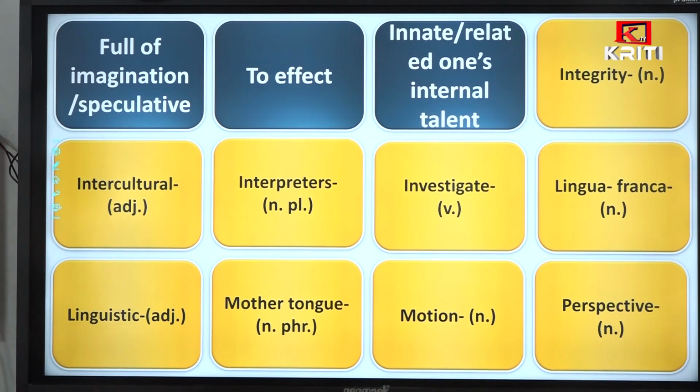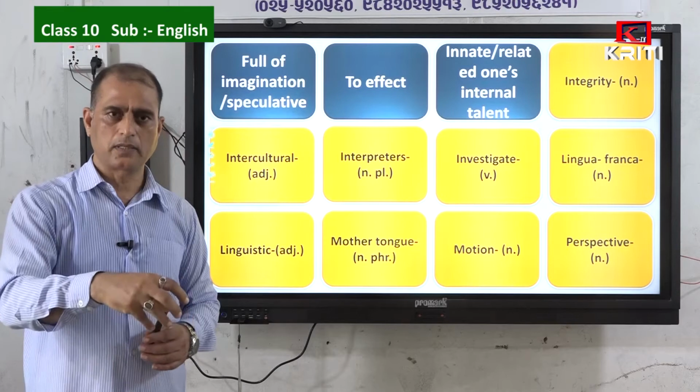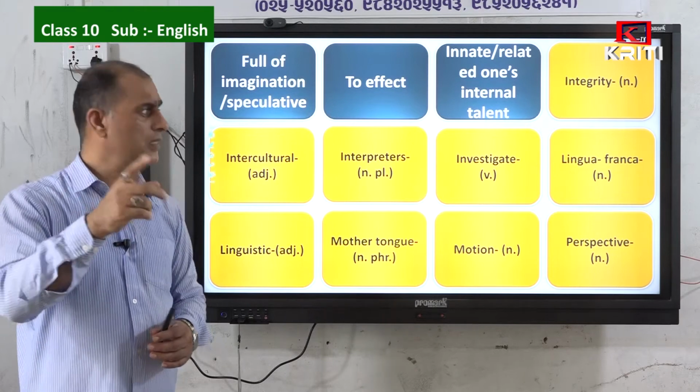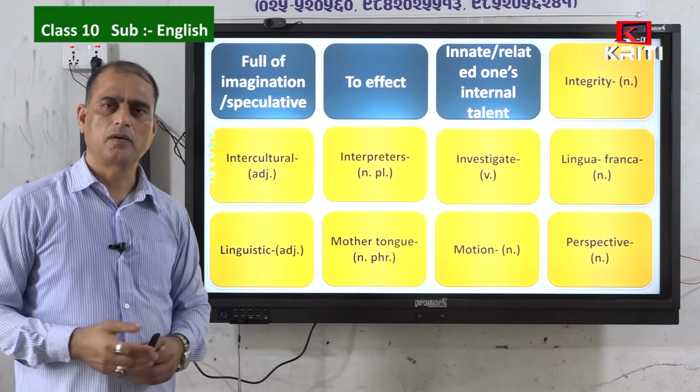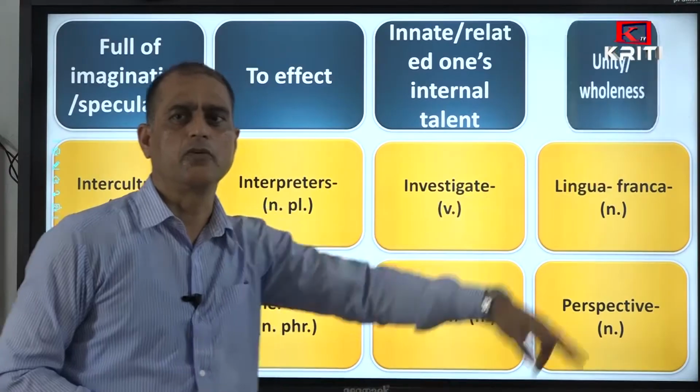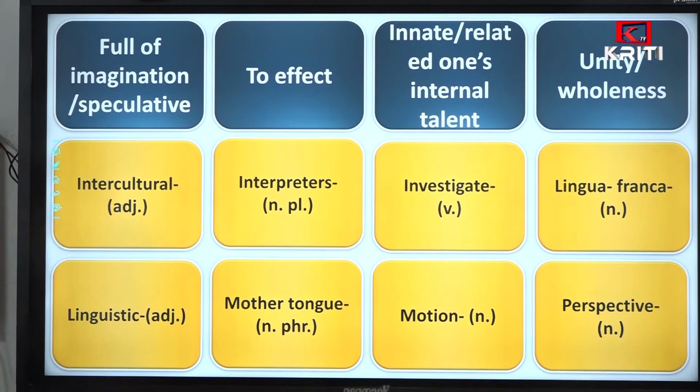Okay, let's go further. Integrity. What does the word integrity mean? Integrated. We have to integrate in this area. Integrate. Everyone come here, you assemble in one area. What does integrity mean? Integrity is a noun, integrate verb. It is definitely what you think. That's right. It is unity, wholeness, integrity. Let's come to another word, that is intercultural.